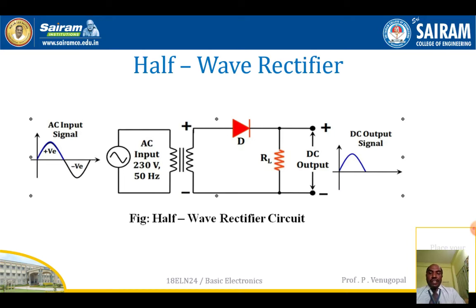A half wave rectifier is a rectifier which conducts voltage or current only during one half cycle of the input AC signal. In this circuit, the input AC signal is applied to the diode through the transformer. During the positive half cycle, terminal A becomes positive and terminal B becomes negative, so the diode is forward biased. Since the diode is forward biased, it becomes short circuited and current flows to the load RL, and therefore output voltage exists across the load as shown in the figure.